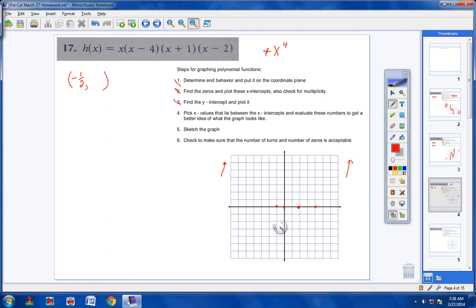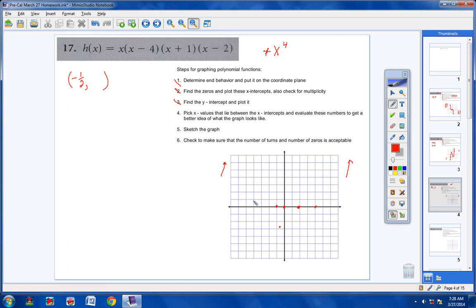So approximately right there. Let's do this. So negative 1/2, negative 2.8. So about right there. Alright. Now, I would like to know what the graph's doing here at positive 1. So I'm going to go to my table.